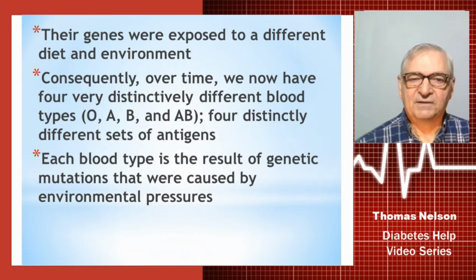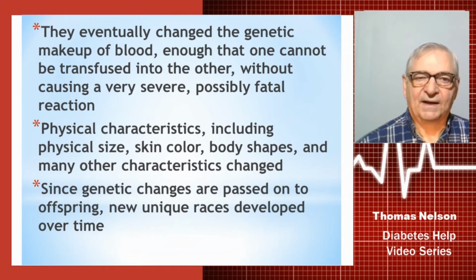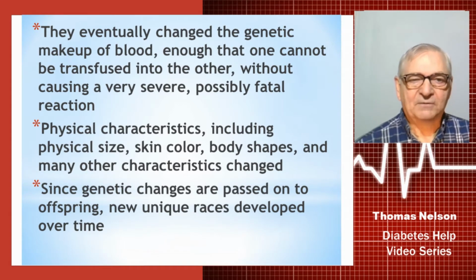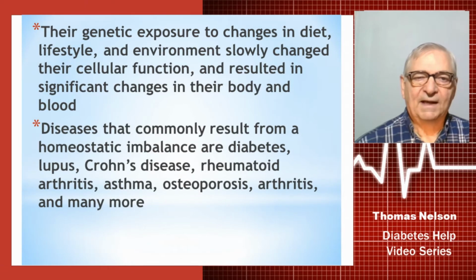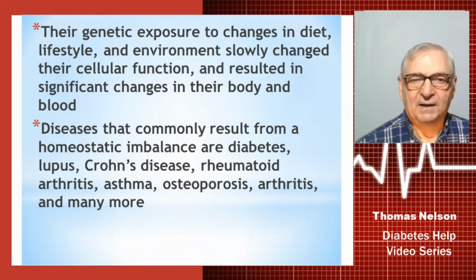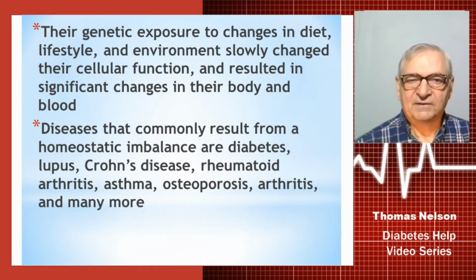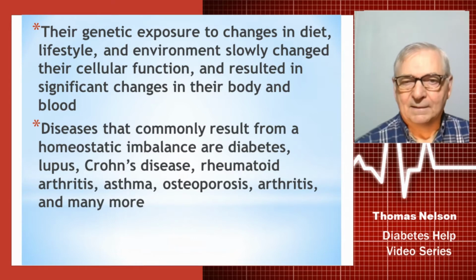Each blood type then is the result of a genetic mutation that was caused by that environmental pressure. They eventually changed the genetic makeup of the blood enough that one cannot be transferred into another individual without potentially causing a very severe, potentially fatal reaction. So physical characteristics, including your physical size, skin color, body shapes, and many other characteristics, changed over time due to environmental pressures. Since genetic changes are passed on to the offspring, then new unique races slowly over time became a reality. So their genetic exposure to changes in their diet, their lifestyle, their environment slowly changed their cellular function, and it resulted in significant changes in their body and in their blood.